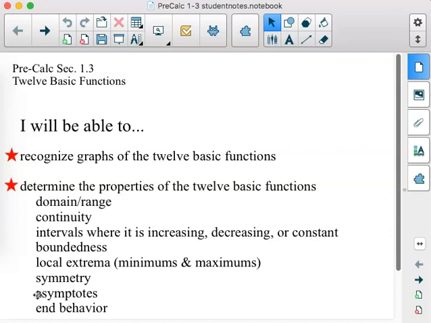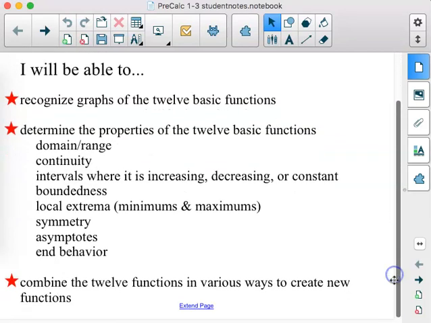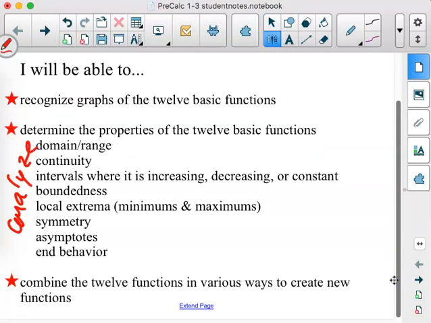But we already know that graph or error leaves some important things out. So there are certain things we have to know about these. We want to recognize them. What do they look like? Get that picture in your head. Determine the properties of the 12 basic functions. Well, these properties are what we call analyze. All of this right here is analyze.